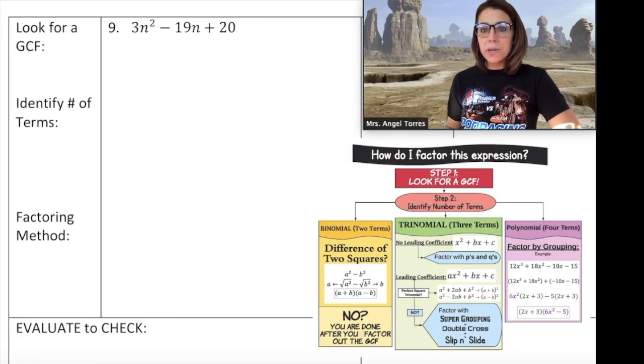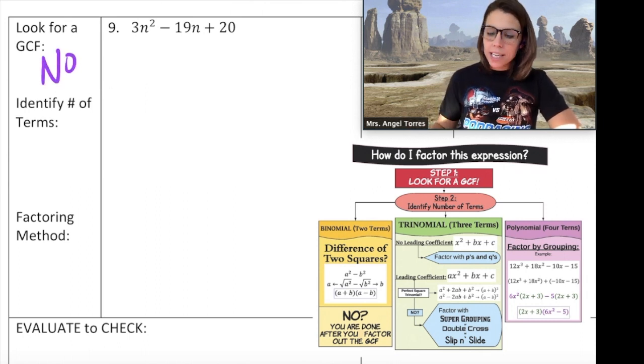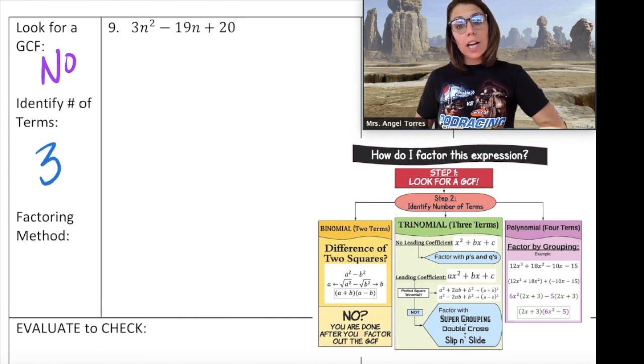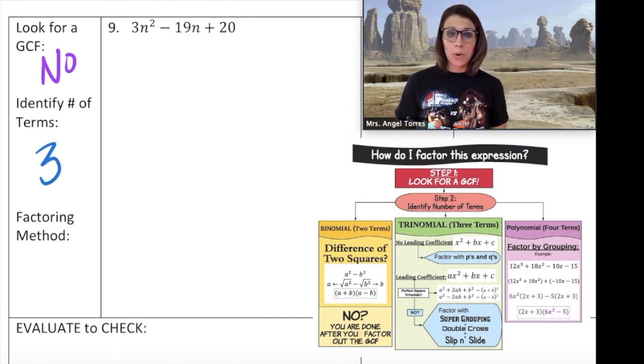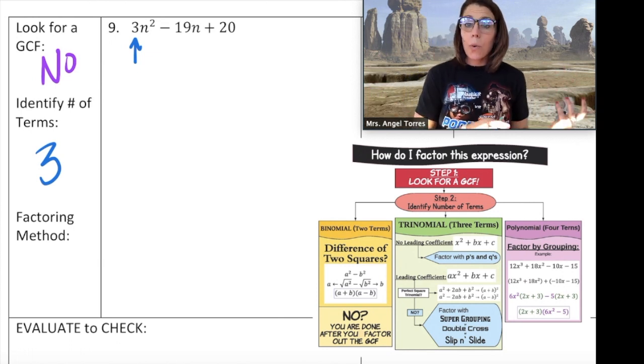Up next, number 9, 3n squared minus 19n plus 20. Do these 3 terms have a common factor? Nope, no GCF. So we go to the next question. How many terms does it have? 1, 2, 3. This is a trinomial. And trinomials all have to do with the leading coefficient. Oh no, there is a leading coefficient here. So that means we now have to figure out if this is a perfect square trinomial or not.